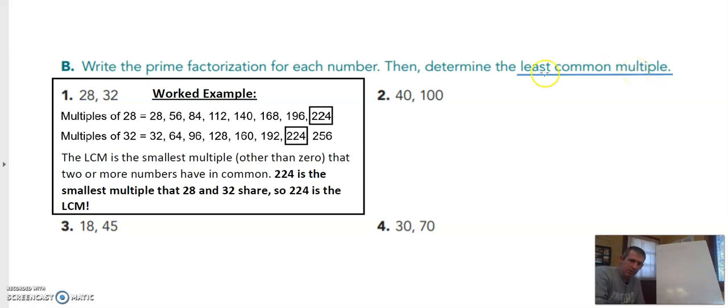Now let's talk about what a multiple is. Like I said, if I take 28 times 1, I multiply 28 times something to get another number. I multiply 28 times 2 to get 56. These are multiples of 28. So when we talk about skip counting, we're talking about multiples. So find the smallest number that has them in common. Now, the other way to look at this LCM is what's the smallest number that can be divided by both of these numbers, 28 and 32.